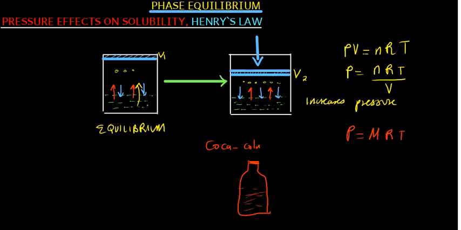So if we open this, what is going to happen is the pressure which is in the atmosphere is lower, and the pressure that we've used in solution is higher. That is why we have got more carbon dioxide dissolved, because increasing the pressure of what is inside increases the amount of what has been dissolved.